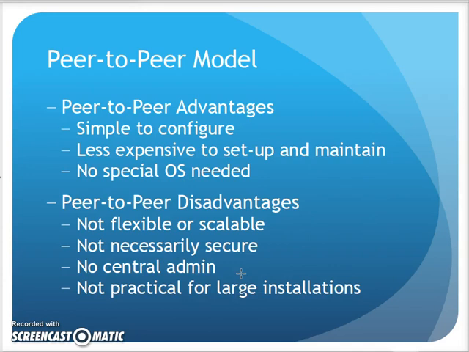The advantages of a peer-to-peer network: it is simple to configure. Within, I don't know, minutes to an hour, I can set up a bunch of computers to share files back and forth. It's less expensive because most operating systems already have this capability built in. All I need to do is turn it on. The disadvantage of a peer-to-peer network is that it is not scalable. If I try to deal with 25 computers and share between them, I literally have to go to all 25 computers and set them up to share.